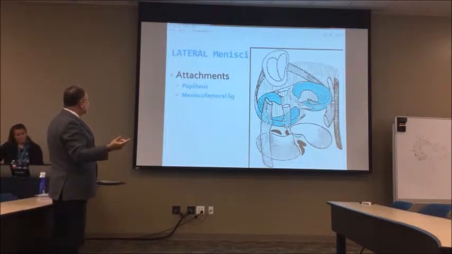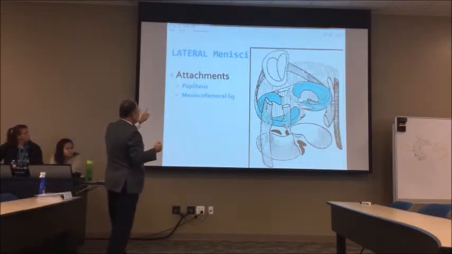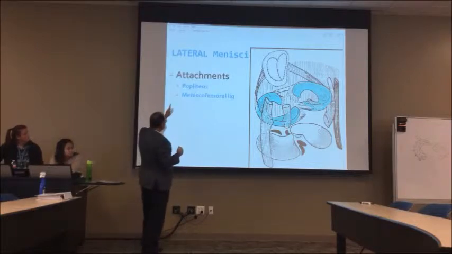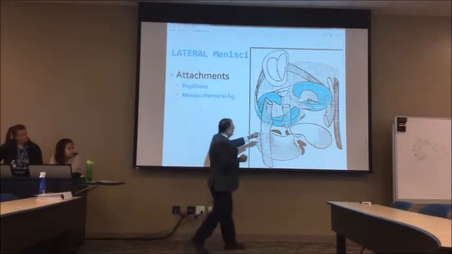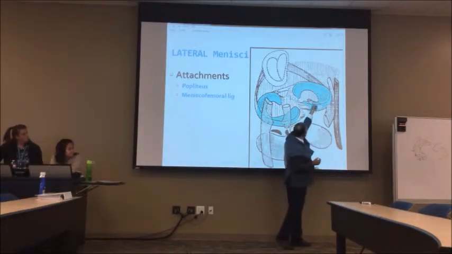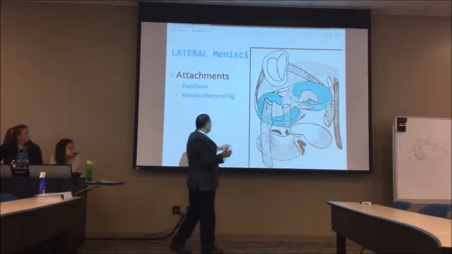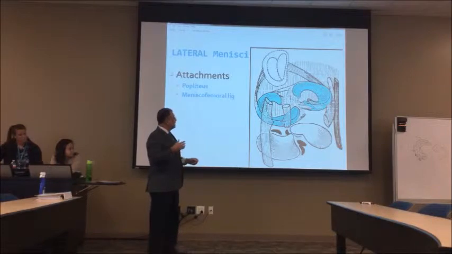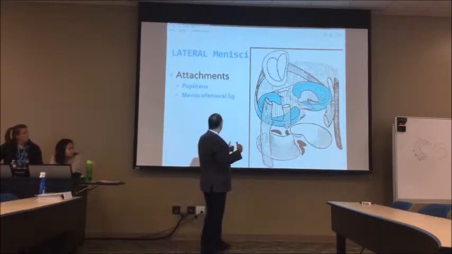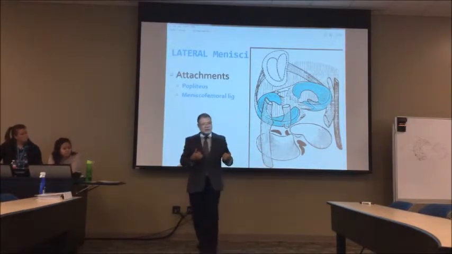Now for the lateral meniscus, remember that I mentioned a couple of times the popliteus tendon, probably something like this structure that you might see here. And you're also going to have part of the meniscofemoral ligament. The meniscofemoral ligament comes more for the lateral side than for the medial side.